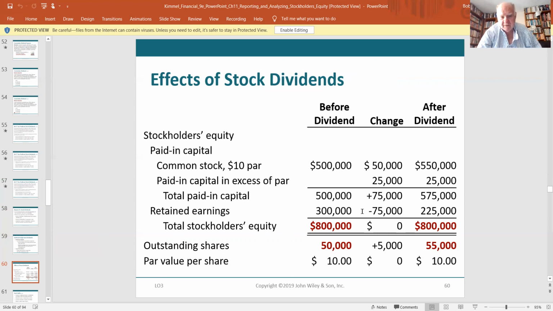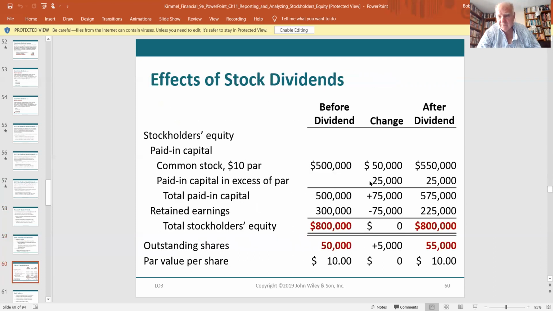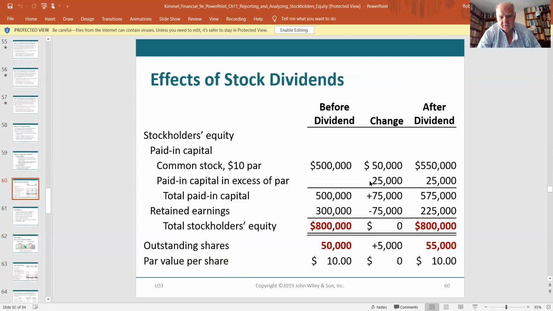Here, we debited retained earnings to reduce it, and we credited common stock at par and paid in capital in excess of par. So that made that a large dividend, okay? Small dividend, you don't have to worry about the paid in capital. It would be 75 and 75 under common stock.